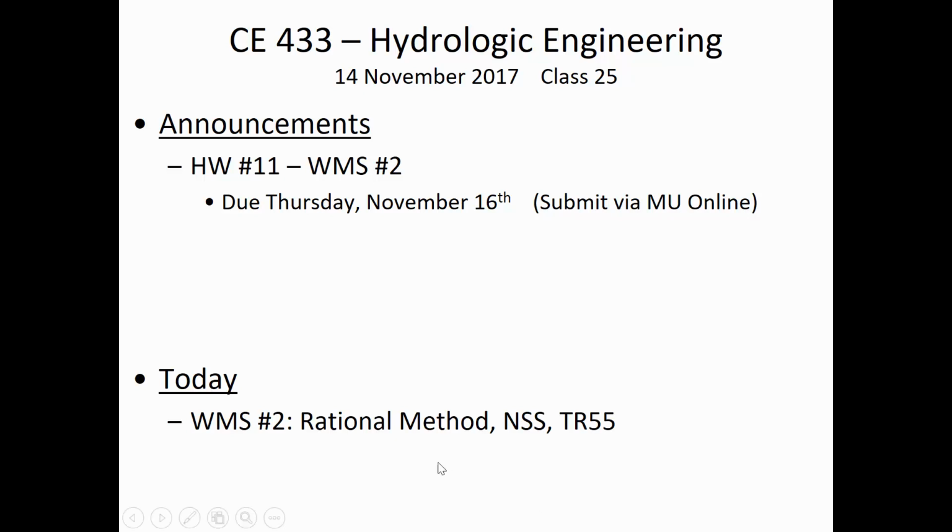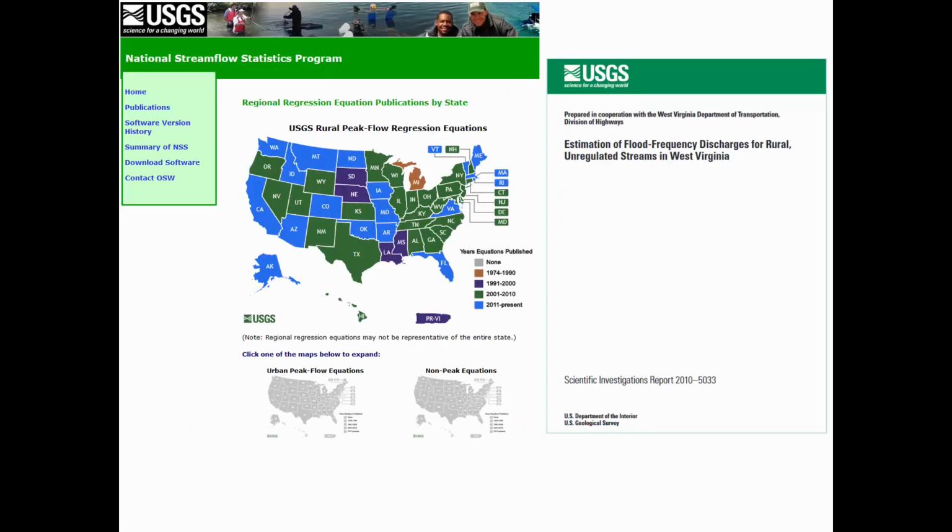All right, so let me give you a little bit. You already know all about the rational method, and we've talked a lot about that. Just a bit of background on the second of the methods that we're going to use, the national streamflow statistics. The USGS, which is a division of the Department of Agriculture, puts together a study for each state in which they have done a statistical analysis of rainfall patterns and stream flow. And so they have equations, and you can just put in some very simple characteristics of the basin, and it'll predict what's the 10-year runoff or the 25-year runoff or so on.